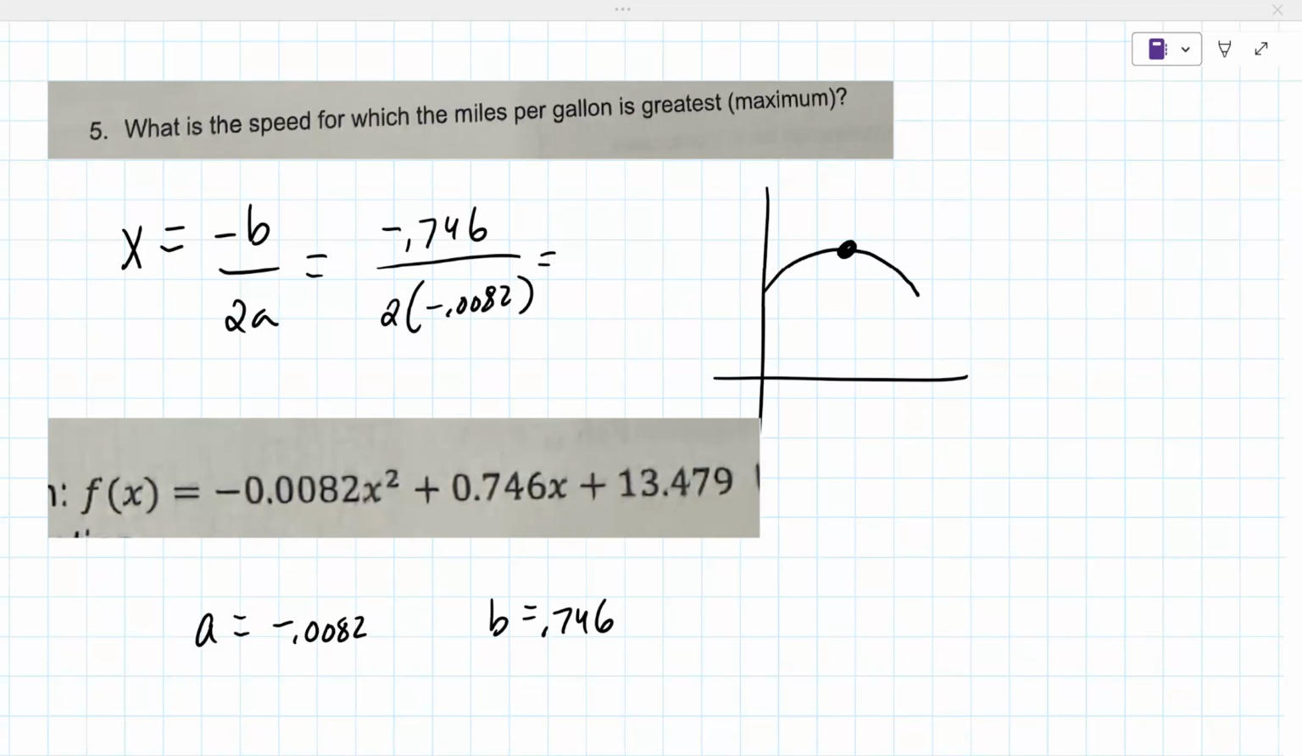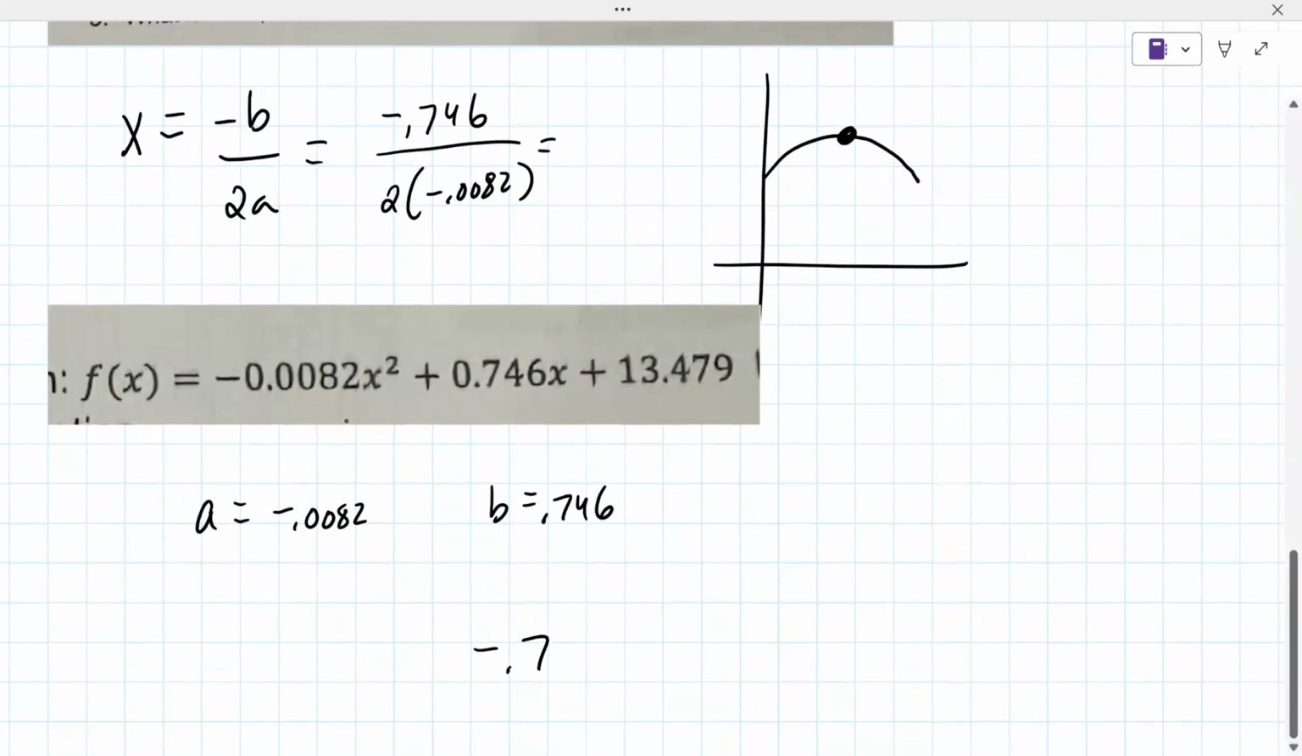Okay, I need help. So the way to enter it in your calculator: negative 0.746 divided by parentheses 2, parentheses minus 0.0082, close parentheses, close parentheses. Okay. All right, so I'll do that.